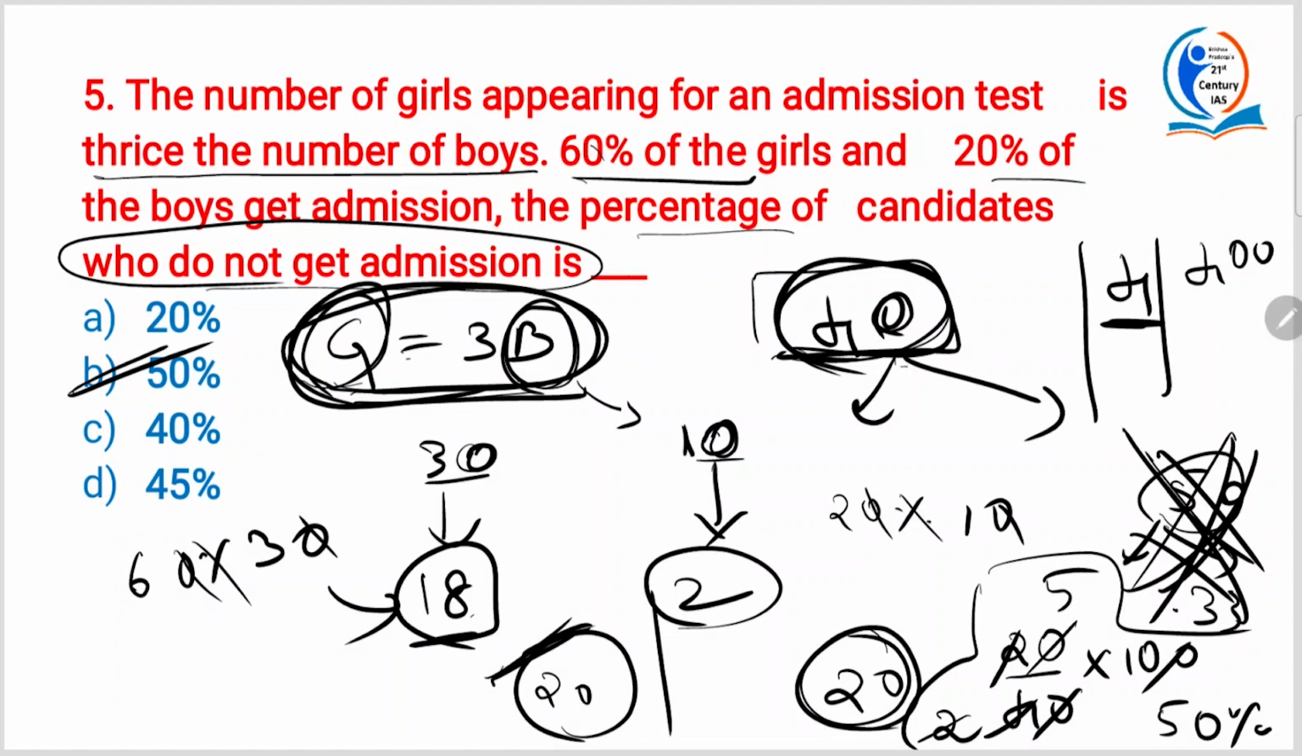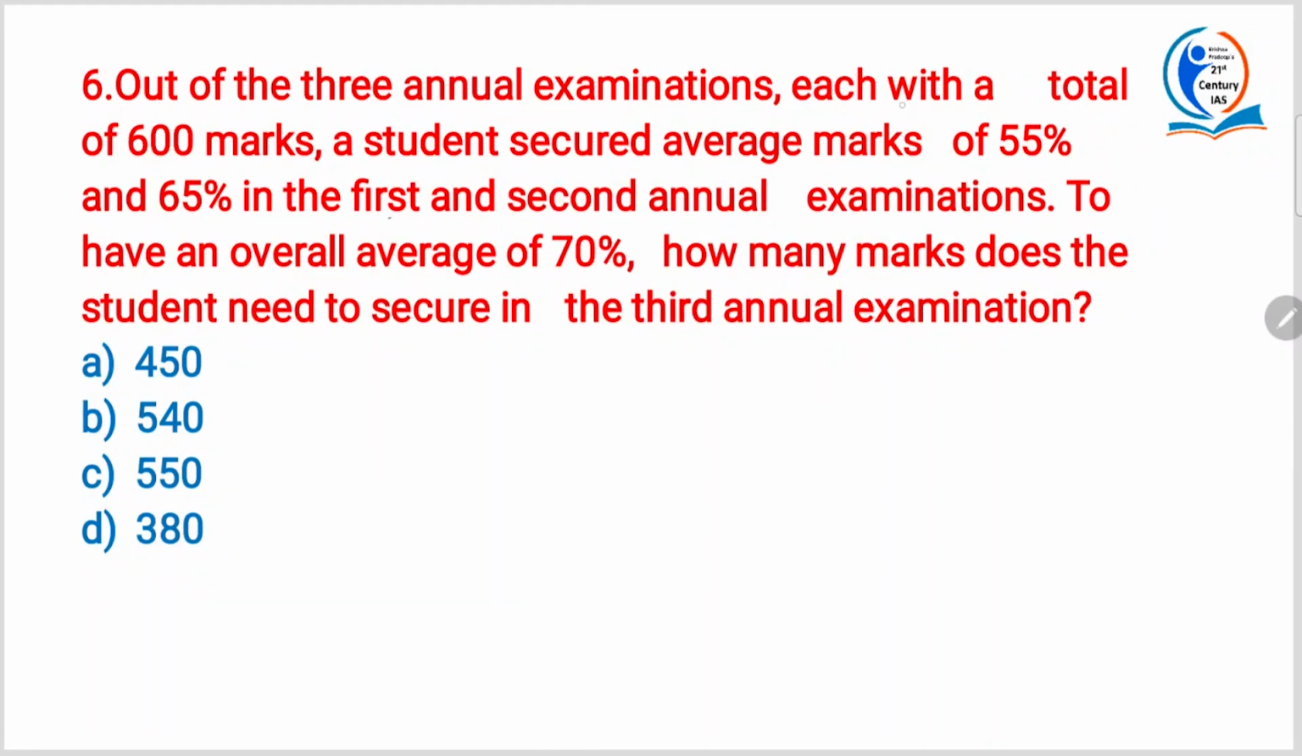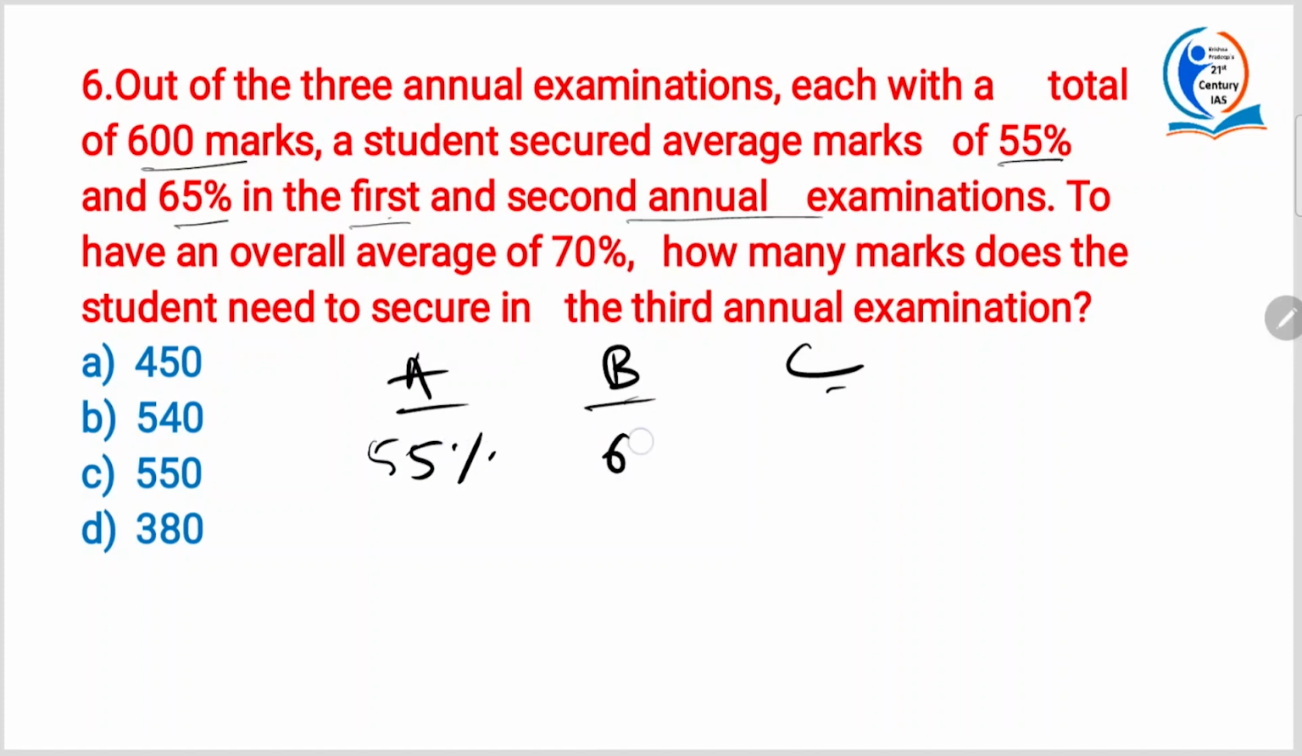Out of the 3 annual examinations, each with a total of 600 marks, a student secured average marks of 55% and 65% in the first and second annual examinations. Good. A, B and C. First annual exam, second and third one. So this fellow secured 55% here and 65% here. To have an overall average of 70%.